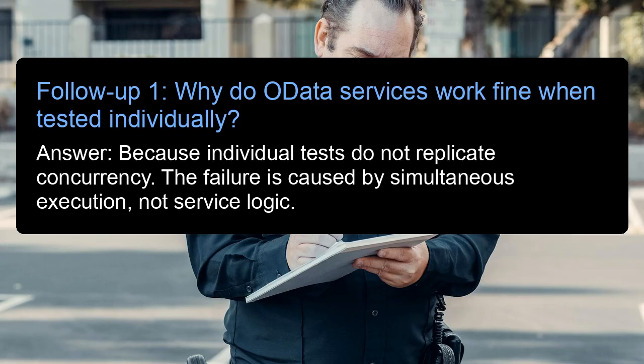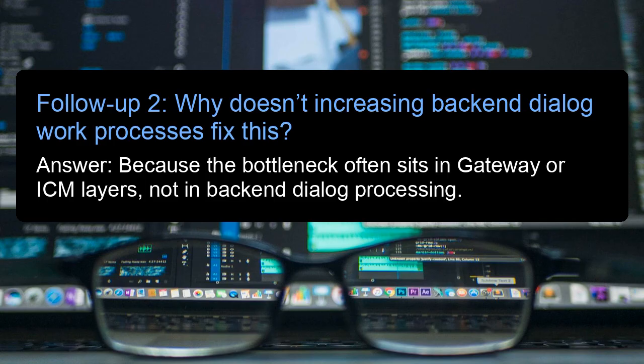Follow-up 1. Why do OData services work fine when tested individually? Answer: because individual tests do not replicate concurrency. The failure is caused by simultaneous execution, not service logic. Follow-up 2. Why doesn't increasing backend dialog work processes fix this? Answer: because the bottleneck often sits in gateway or ICM layers, not in backend dialog processing.